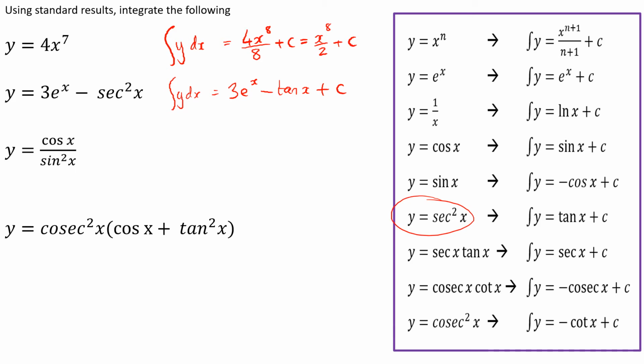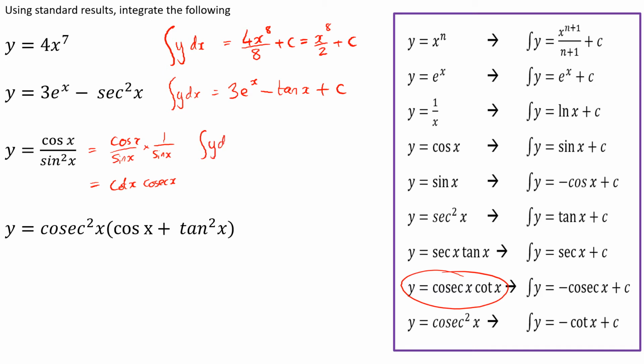What about the next one? Well, the next one looks awkward, doesn't it? It's not on our list. We can't see cos over sine squared anywhere there. But we can rewrite this as cos x over sine x times 1 over sine x. Now, why would we do that? Well, that's equal to cot x cosec x. That is very definitely something that we know how to integrate. So the integral of that, according to our list, is just minus cosec x plus c.